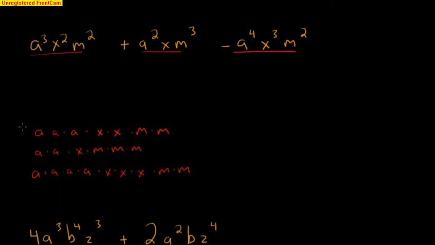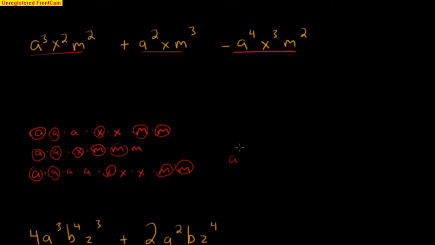And now we circle those in common. A, another a, an x, not another one, but we got an m, and we got a second m. So our greatest common factor is a squared x m squared.